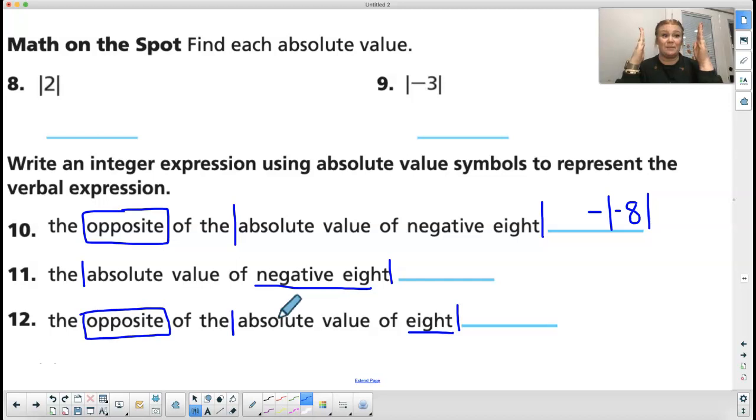So find what your absolute value is. Do that first. Then if it has an opposite, you just stick a negative out in the front.